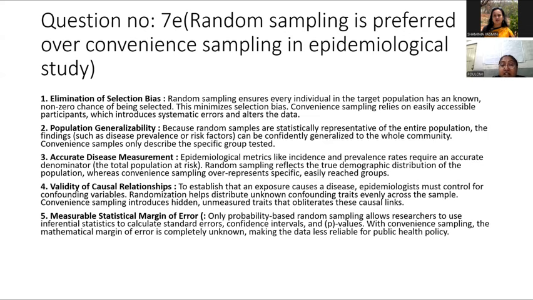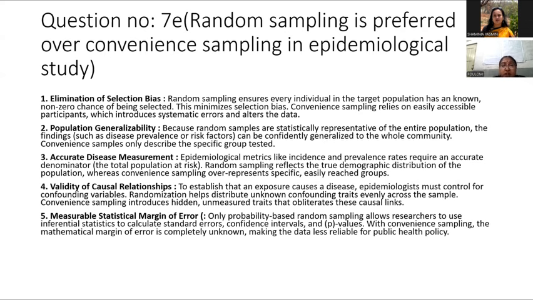Number 4, validity of causal relationship. We know random sampling establishes causal relationships. Randomization distributes unknown confounding traits evenly across a sample. So convenience sampling introduces hidden, unmeasured traits that obliterate these causal links.